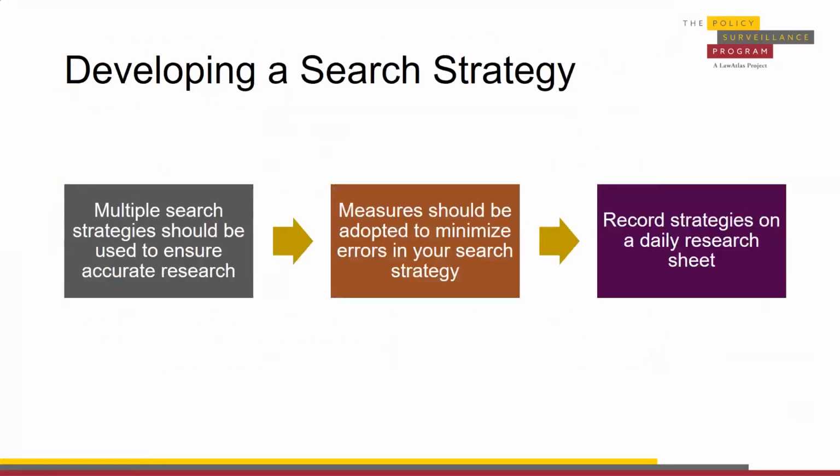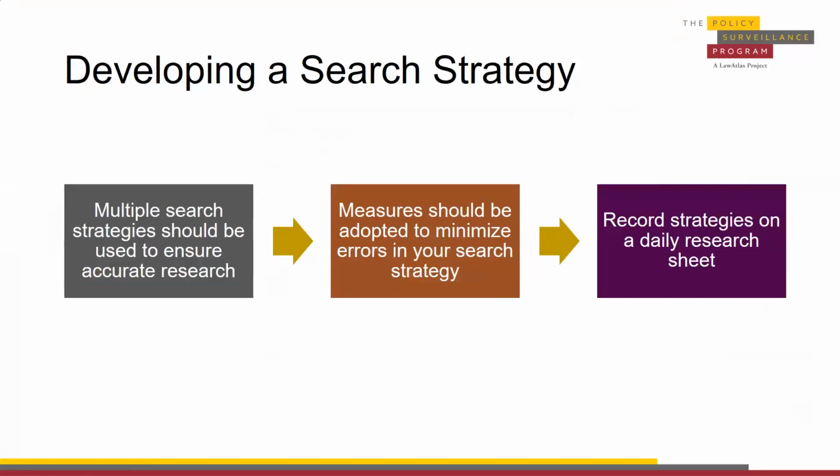So let's talk about developing a search strategy. After identifying the sources of law in our policy memorandum, it's time to develop a search strategy for our project. This will facilitate the collection of relevant laws and allow us to create master sheets for each jurisdiction in our project. A search strategy consists of the search terms, databases used, and strategies to be employed by the researchers working on the policy surveillance project.